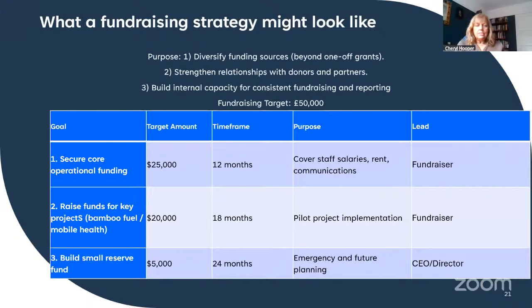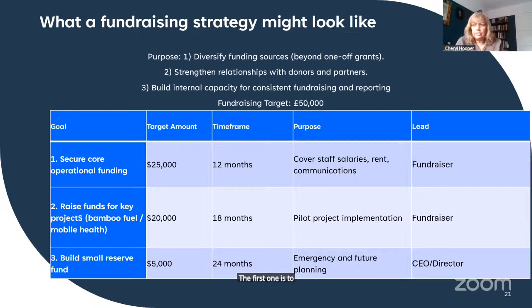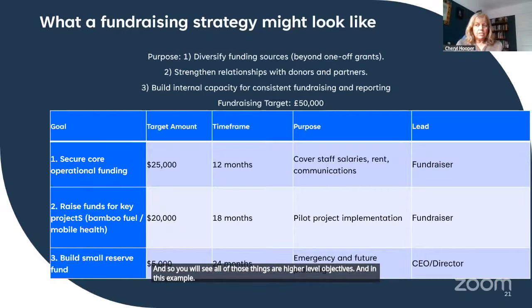This is just an example of what a funding strategy might look like, beginning with three objectives that have been identified. The first one is diversifying funding, then strengthening relationships with donors, and the third one, building internal capacity. You will see all of those are higher level objectives. And in this example, I've given a target of £50,000.